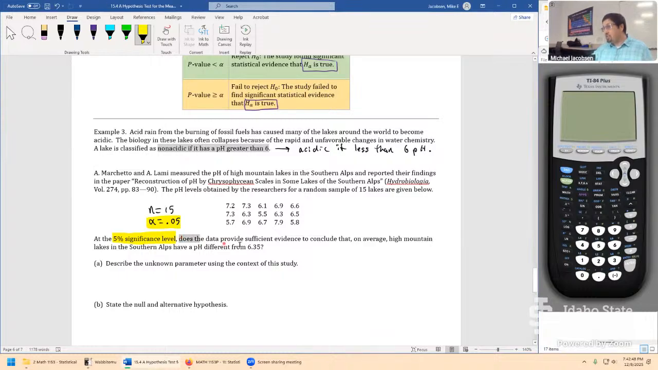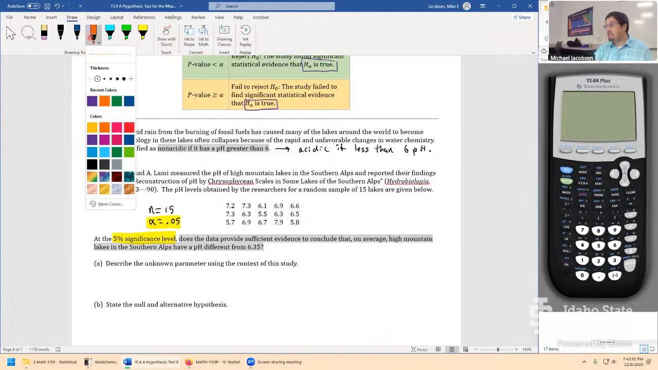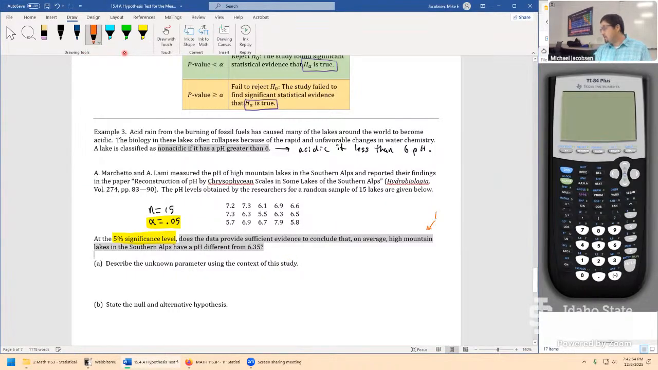And here's the question. So this is essentially the alternative hypothesis, this entire statement right here. So everything highlighted there, that's HA. Does the data provide sufficient evidence to conclude that, on average, high mountain lakes in the Southern Alps have a pH different from 6.35?